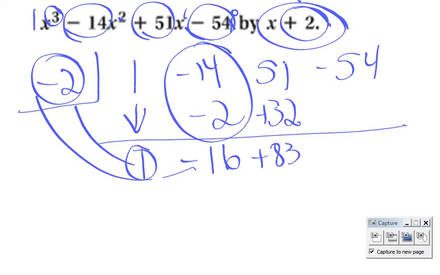Now repeat the process. Negative 2 times a positive 83 becomes negative 166. And now add them, and you're going to get a negative 220.